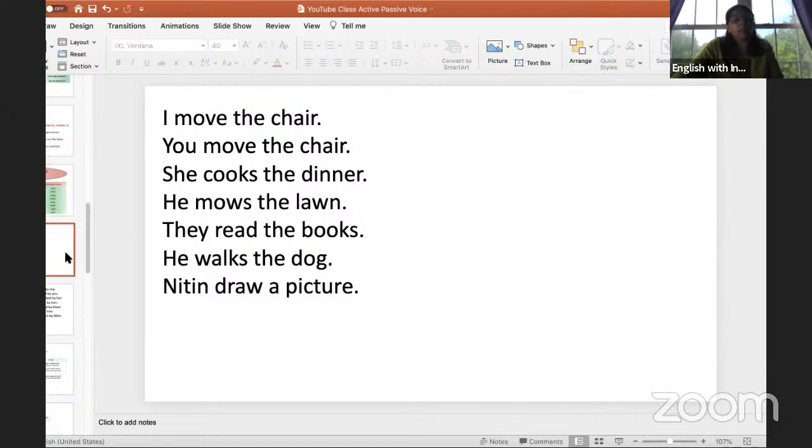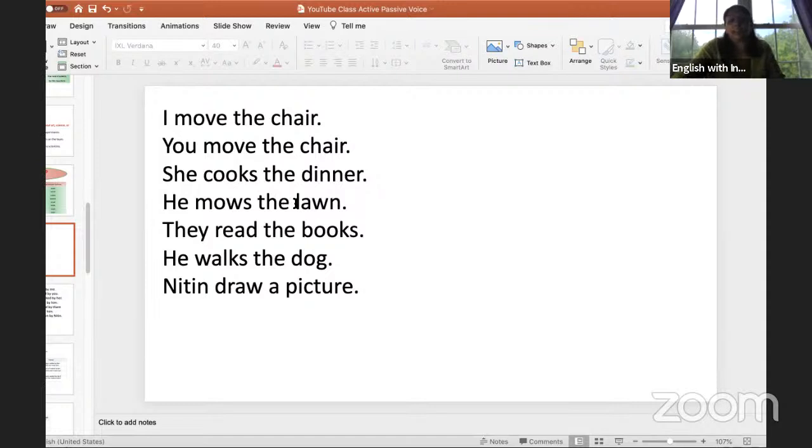First, we're gonna try these. I want you to change these into the passive form. I move the chair. You move the chair. She cooks the dinner. He mows the lawn. If you know what mows means, that means to cut the grass, okay? Lawn is like the grass in the garden.